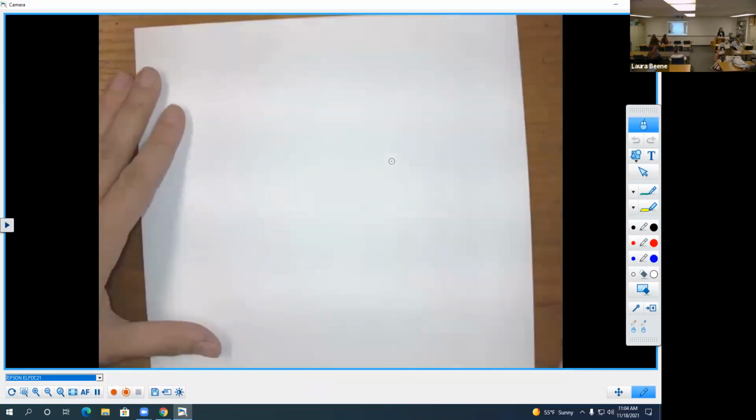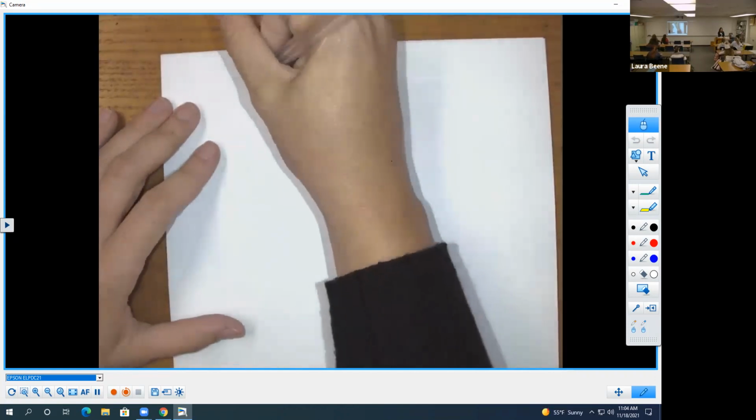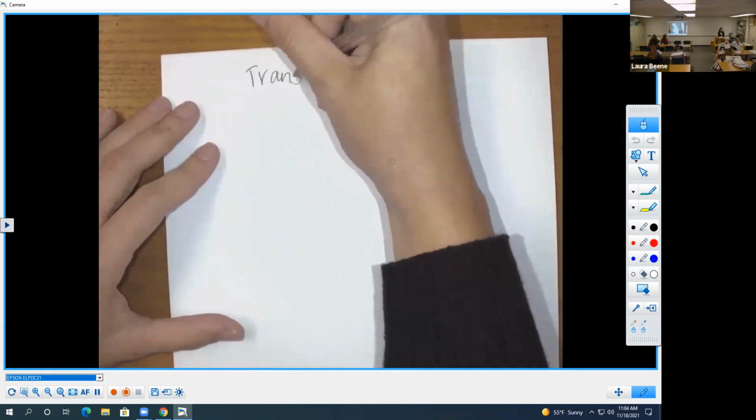Okay, so we are going to spend a little bit of time on transformations first today, and then we will finish up all the able stuff. Transformations is pretty quick and easy, so I want to go over that first.